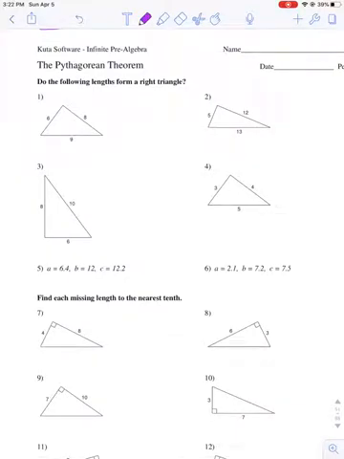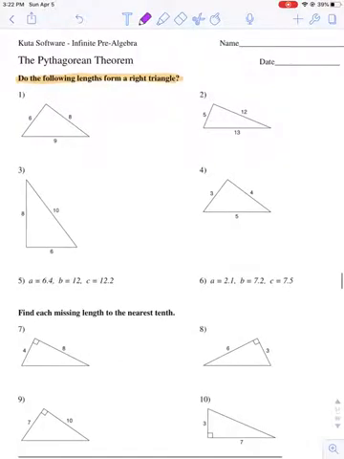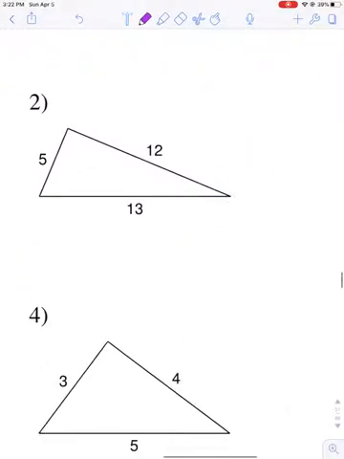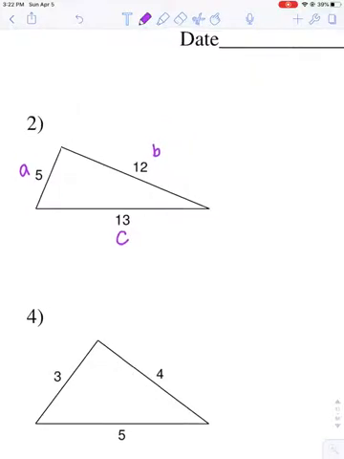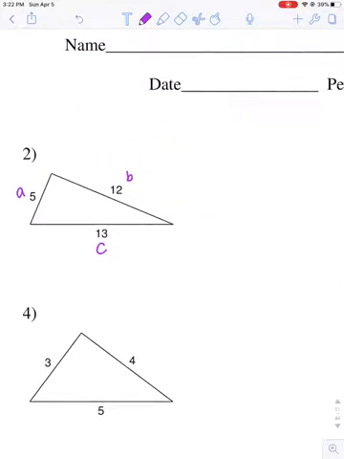What we are going to start with is, do the following lengths form a right triangle? So this is a yes or no question, but you have to use the Pythagorean theorem or a set of triples to show the answer. So I'm going to show number 2. It's not labeled where the right angle is, but I know that the longest side has to be side C. The other 2 can be A or B, it doesn't matter.